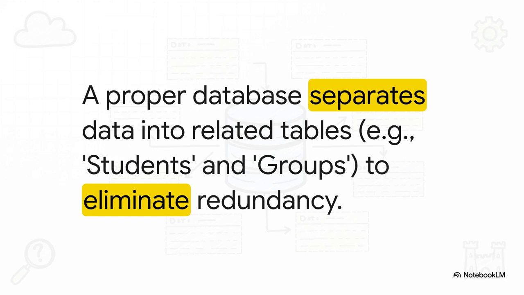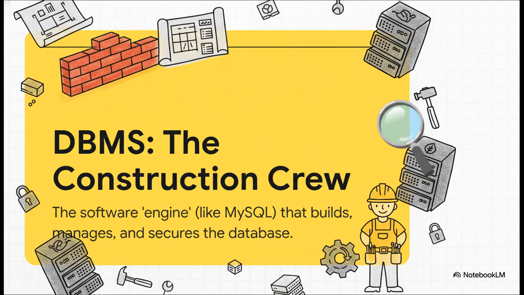So what's the solution? Well, it's actually beautiful in its simplicity. A proper database, a good blueprint, separates these things. You make one table for students and a totally separate table for groups. You only store the professor's name one time. This simple act of separation gets rid of all three of those nasty anomalies and makes the whole system solid and reliable. And that brings us to the final piece, the database management system, or DBMS. So, if data is the bricks and the database is the blueprint, then the DBMS is our construction crew.